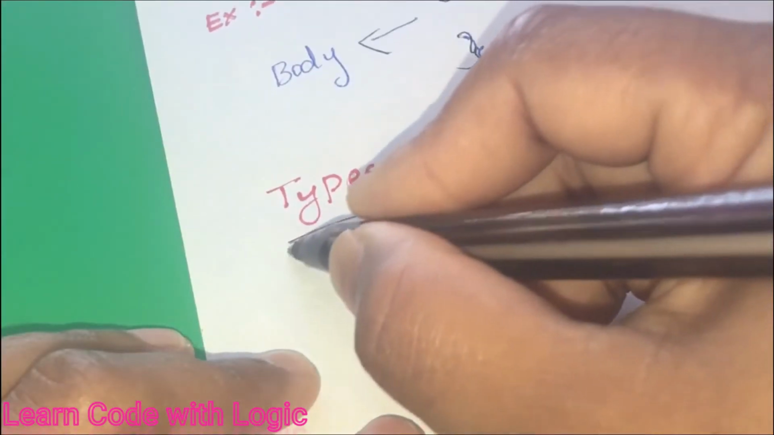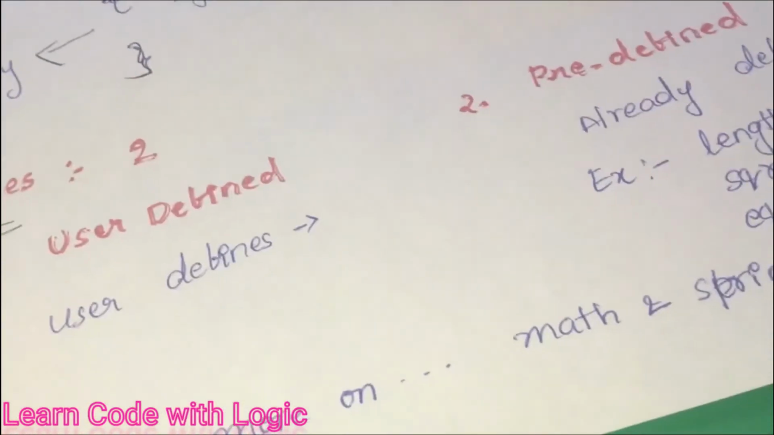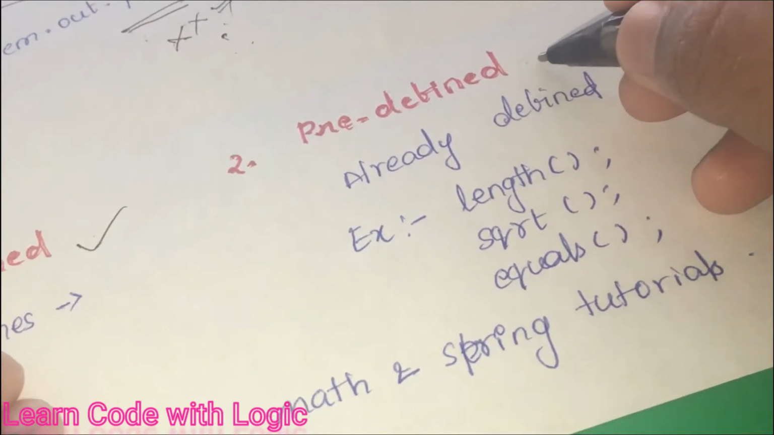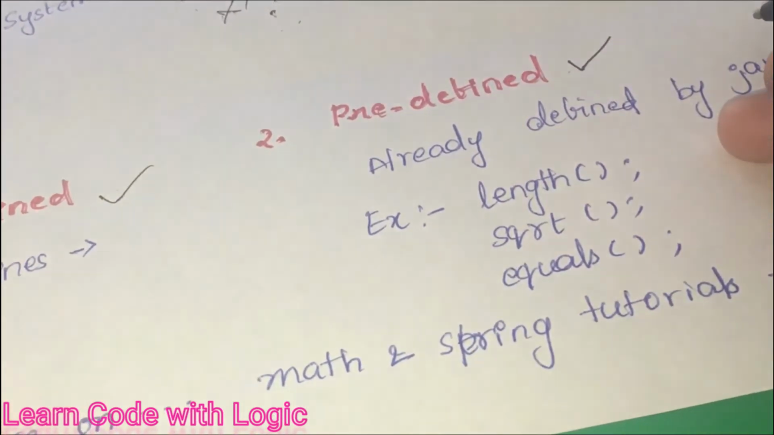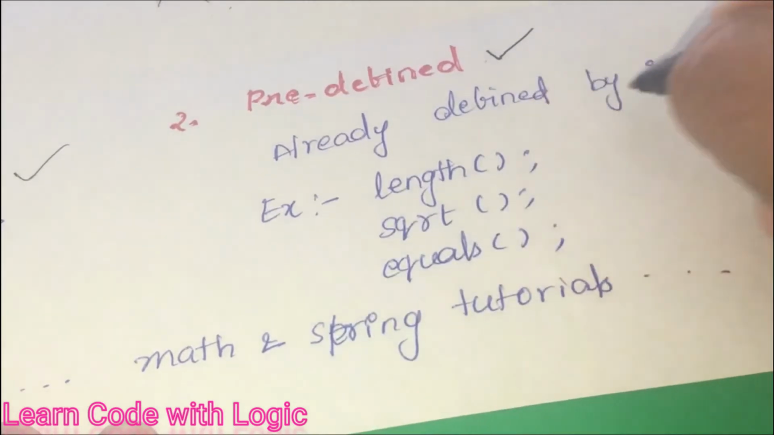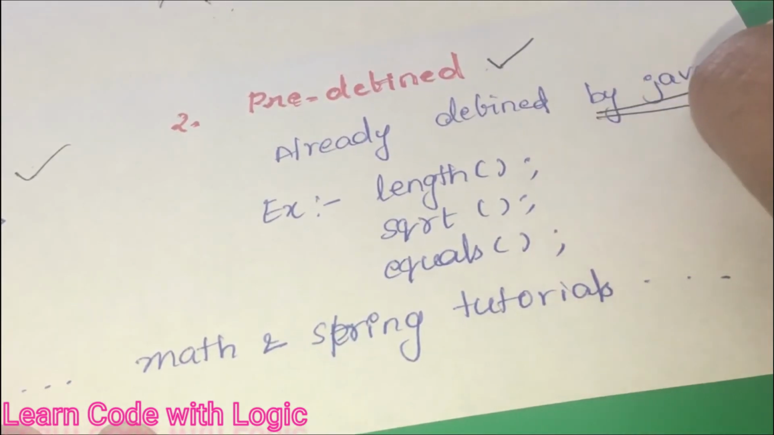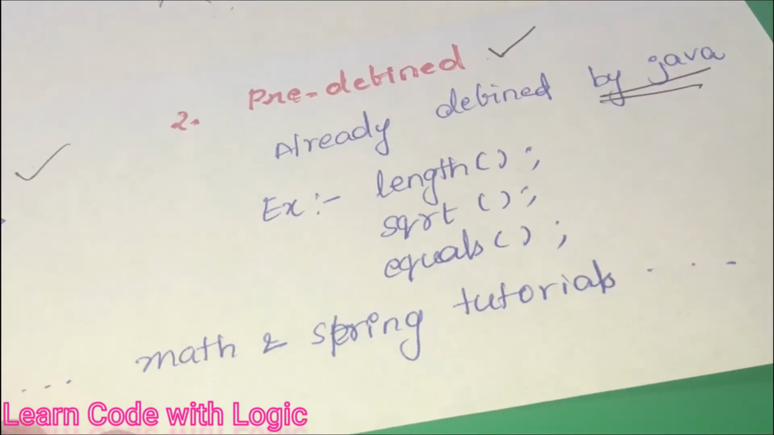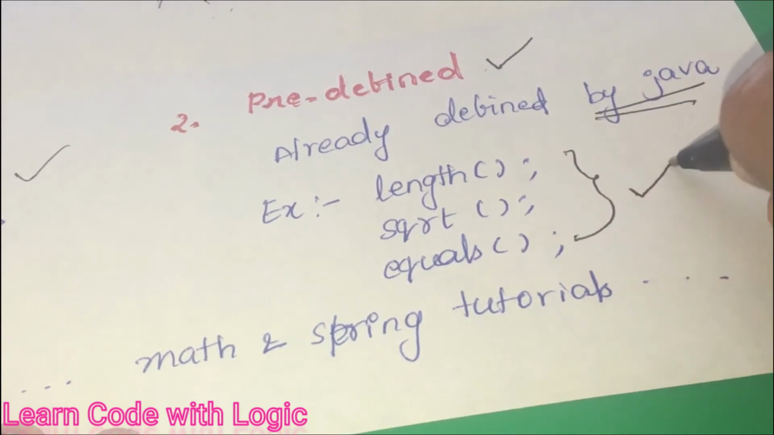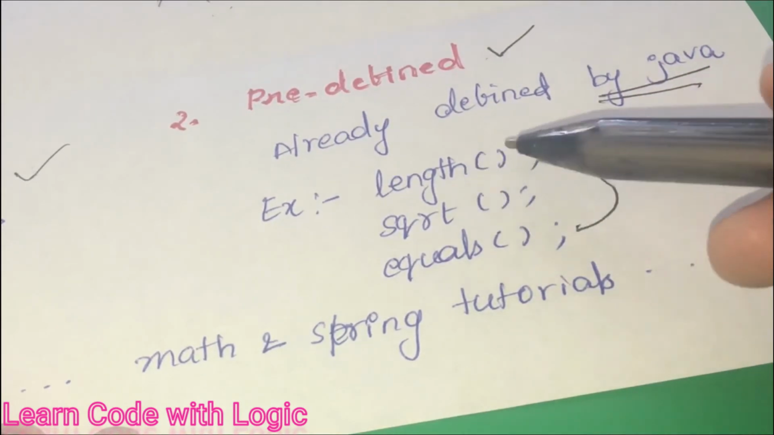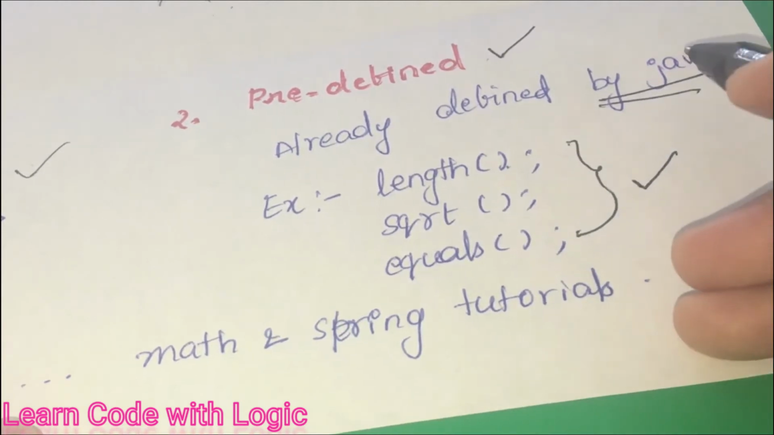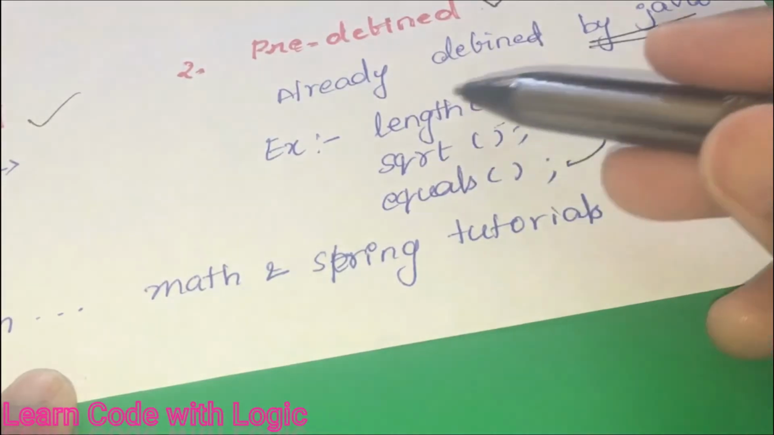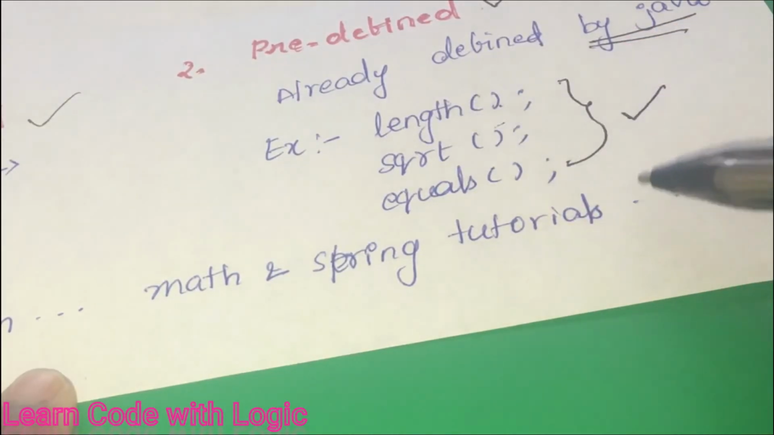The next thing is, what are the types of methods in Java? There are two types of methods in Java. One is user defined and another one is predefined. Predefined methods are created by Java. They are already created, so you don't need to create them again, you just need to call those methods. For example, length, square root, equals. These predefined methods we will see in our next tutorials.